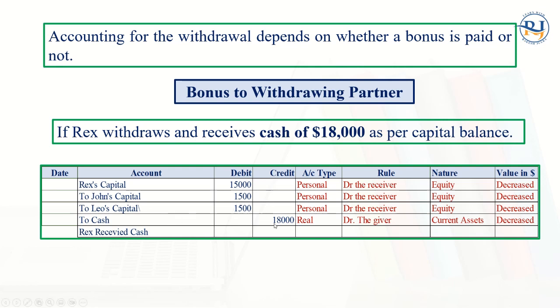So from the company, $18,000 has gone, it is reduced. The current assets have decreased. So Rex capital account debit is $15,000, because Rex capital is going to offset, making zero, because he is leaving the organization. So zero balance for Rex further, right? So Rex capital is debited, and John capital and Leo capital are debited. It means that John capital has decreased, Leo capital has decreased by $1,500, and both of them have given $3,000 collectively to Mr. Rex, along with the $15,000 that was his own money.